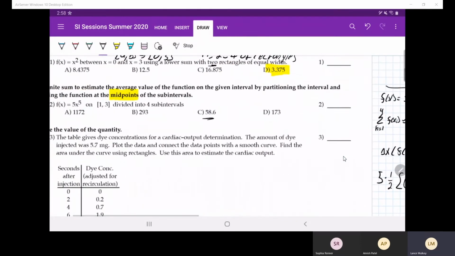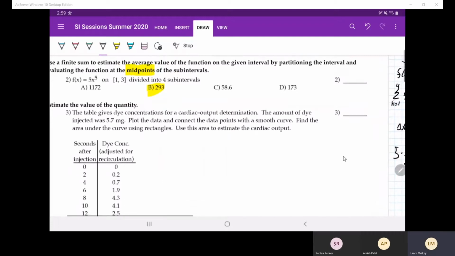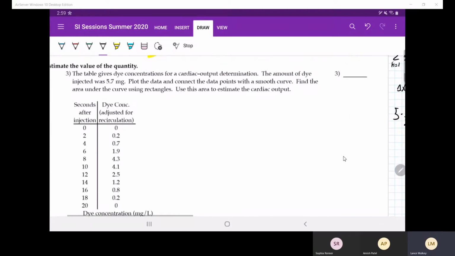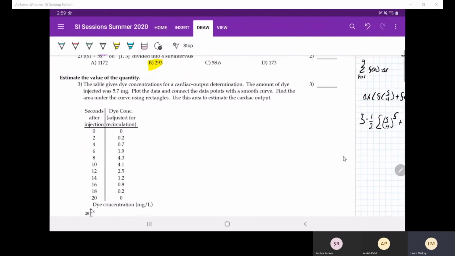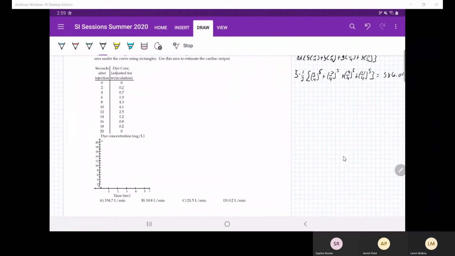So when he says he wants the average value, you want to divide it by 2 or multiply by delta x. Okay. I guess that makes sense. I'm going to move on though, because this one makes you graph. And it's disgusting. Because it gives you such a massive graph.